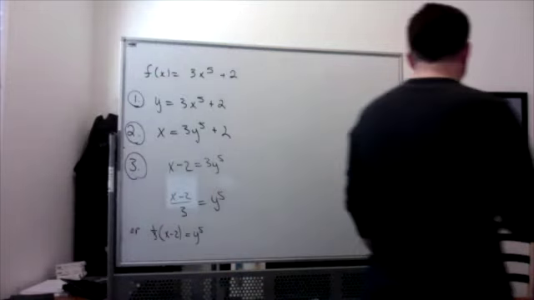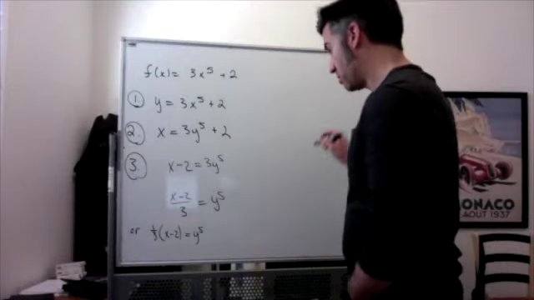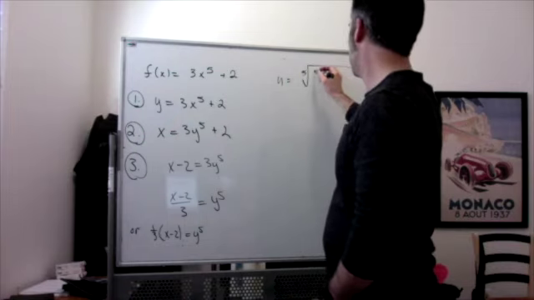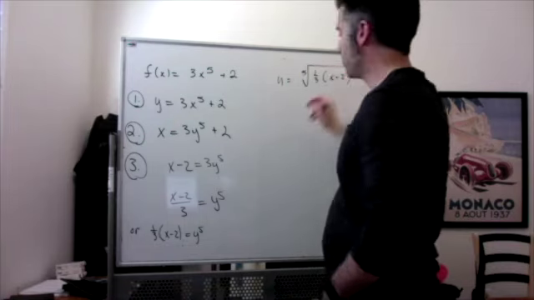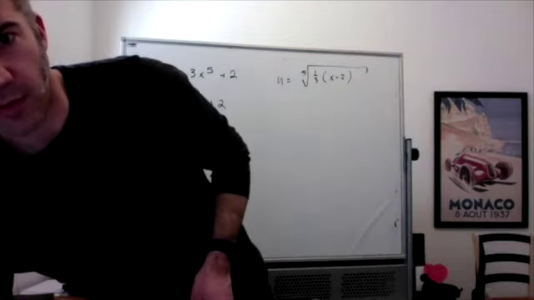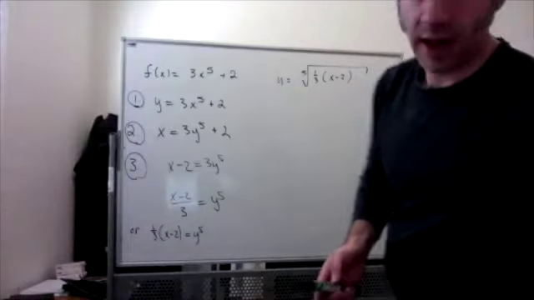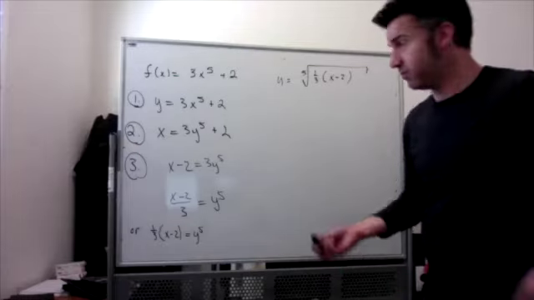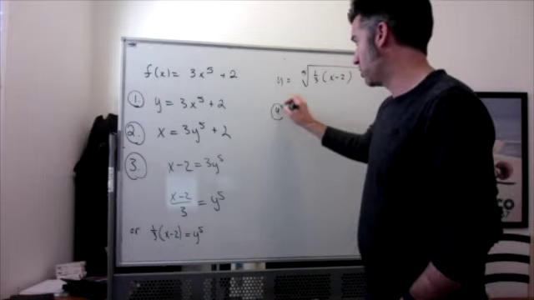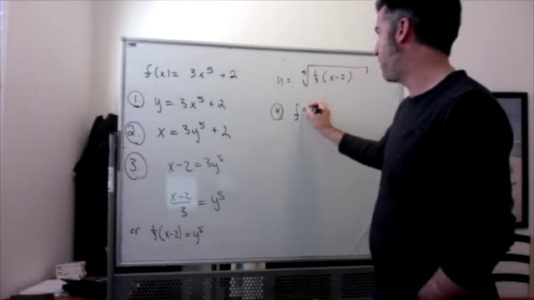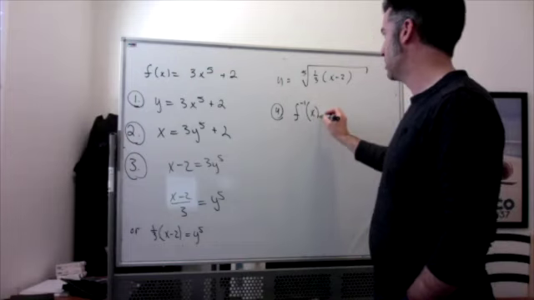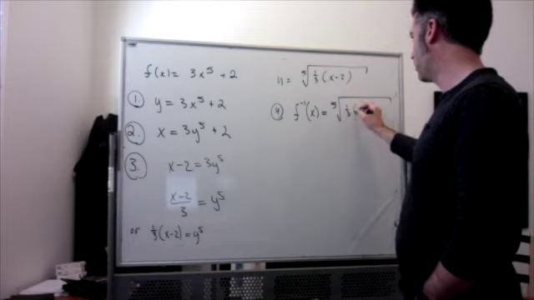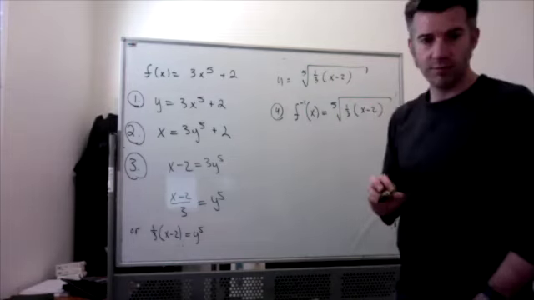And then the last step is to take the fifth root of both sides. So y equals the fifth root of 1/3 x minus 2. And then lastly, if you're finding an inverse function, you should write it using the correct notation. So the final answer should be f inverse of x equals the fifth root of 1/3 times x minus 2. And there's your inverse. That's it.